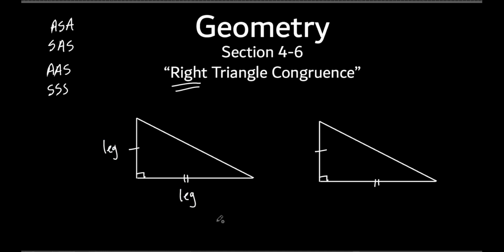When you have right triangles, what's the side that's opposite the right angle called? We have a special name for it. It's not the base. What is it? It's called the hypotenuse. All right? It's called the hypotenuse.